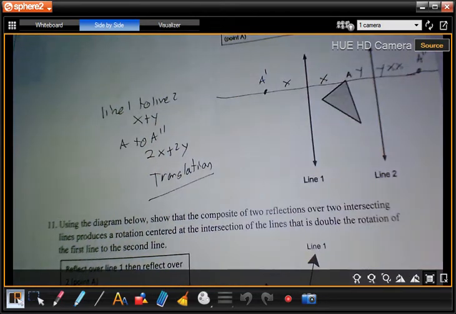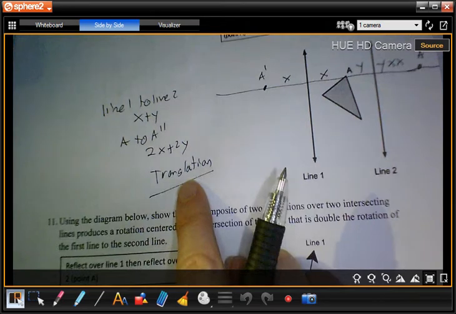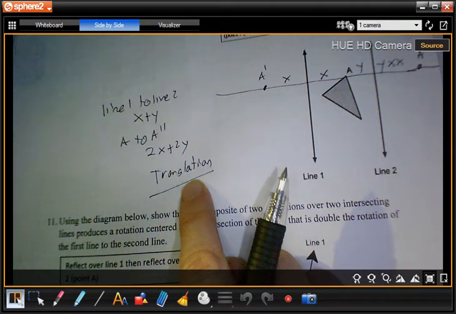Okay. If you have all those things, you will get 100% on that part. The thing that we need to make sure we have on there is that word translation. I haven't always had you guys do that. Okay, number 11.